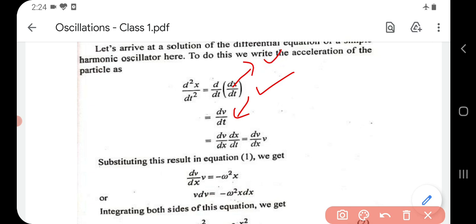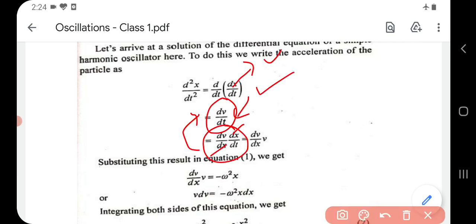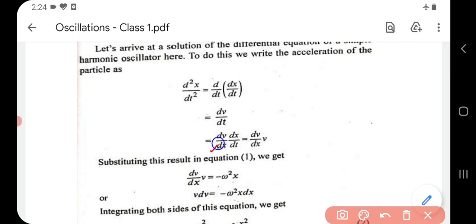Now this dv by dt, we can again rewrite as dv by dx into dx by dt. When dx and dx cancel, it is actually dv by dt, the same. So you are rewriting. Now again this dv by dx is kept as such, dx by dt is v. So for acceleration d square x by dt square, we have this expression.